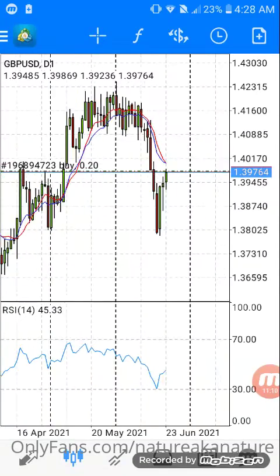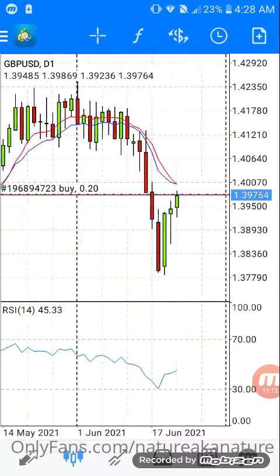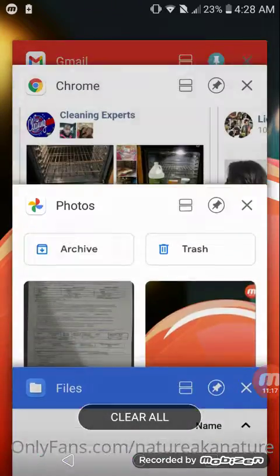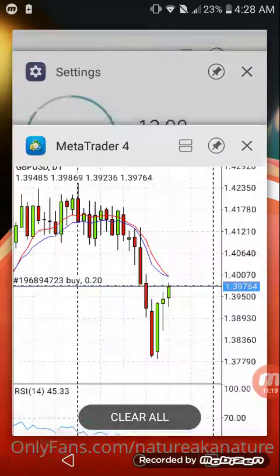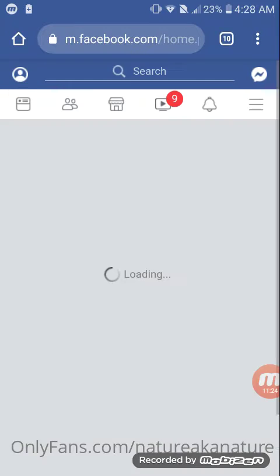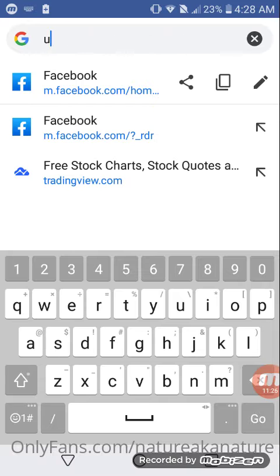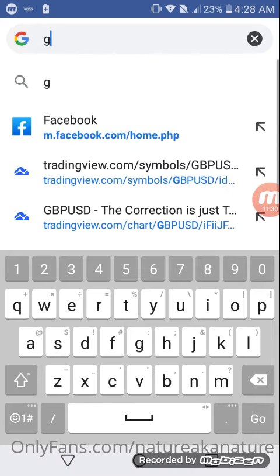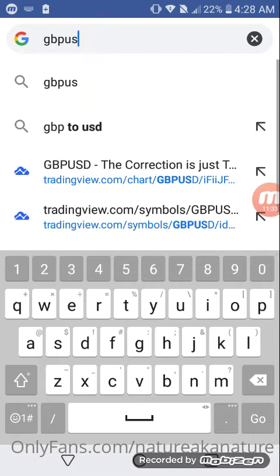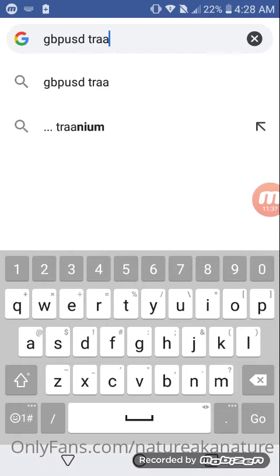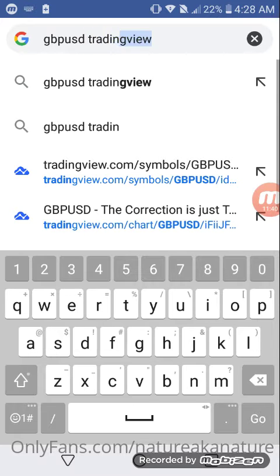Find your pair. GBPUSD is one of my favorite pairs. Wanted to show you. Let me show you this real fast. Also, you can go to GBPUSD, right, and type in GBPUSD TradingView, and you type in ideas.